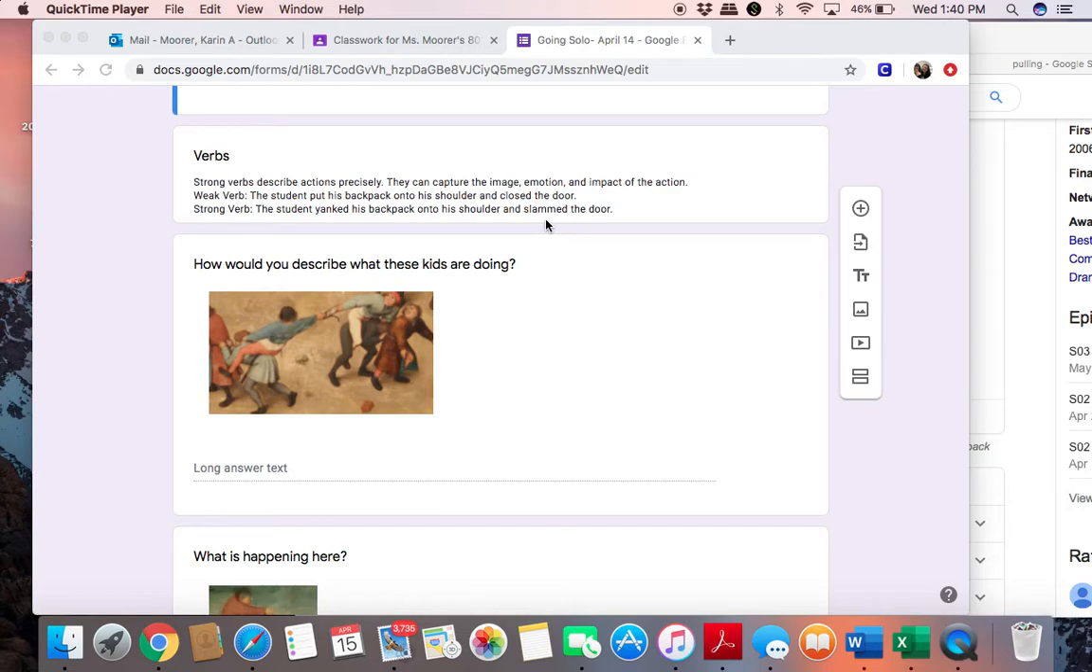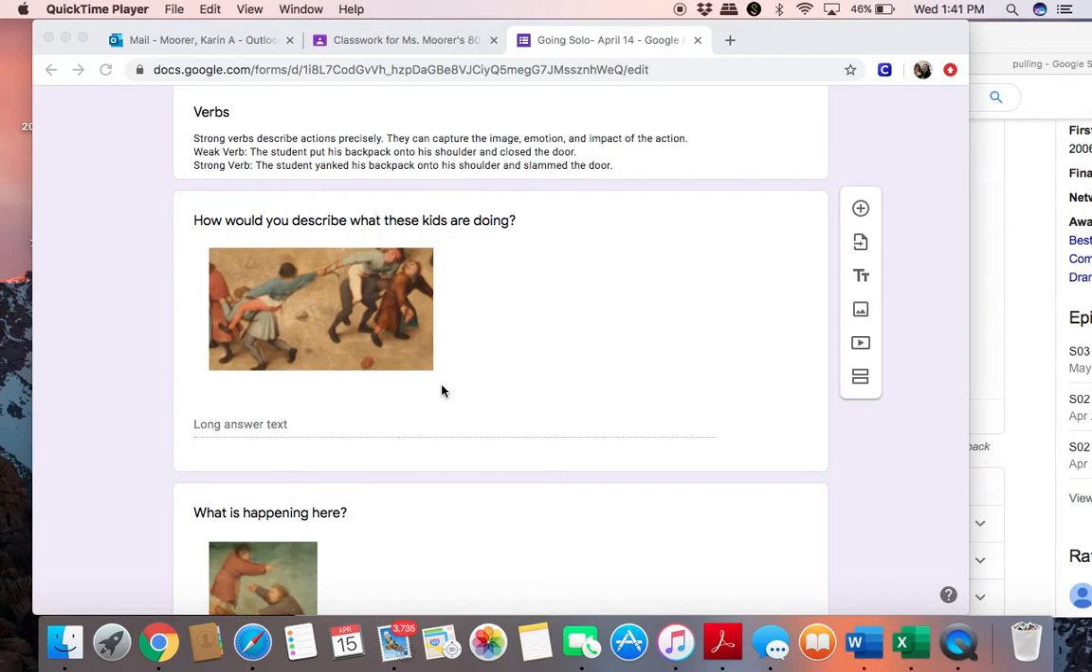Both of those give us a feeling instead of just saying, well, he put it on and he closed the door. Instead, no, he yanked the backpack on and he slammed the door. Both of those are with either an angry or an upset feeling. So when we look at these pictures in just a second, we're first going to say, like, what are these people doing? And then can we find a more specific verb that would give us a better picture or describe this picture better?